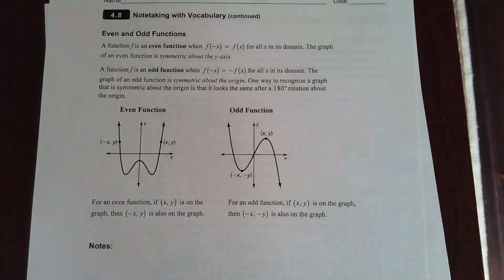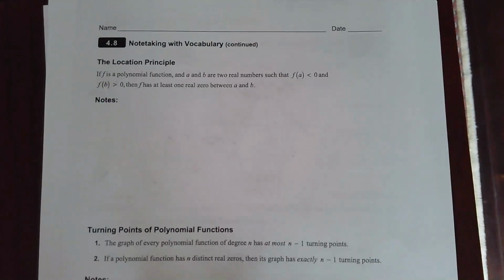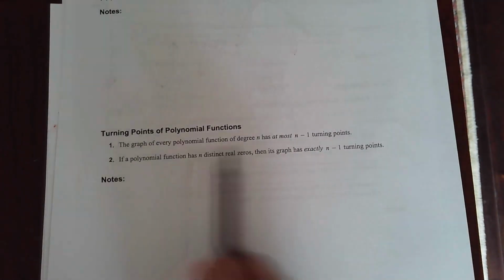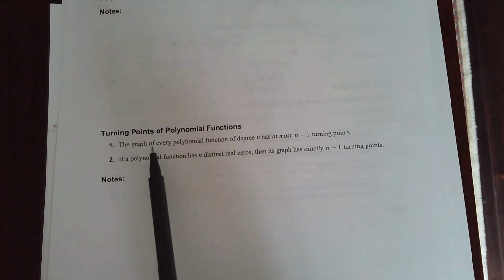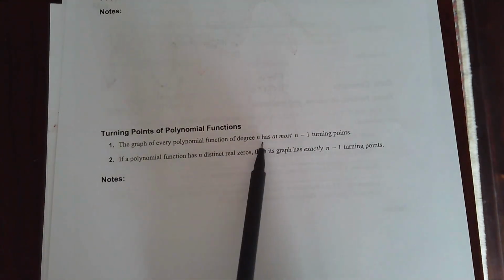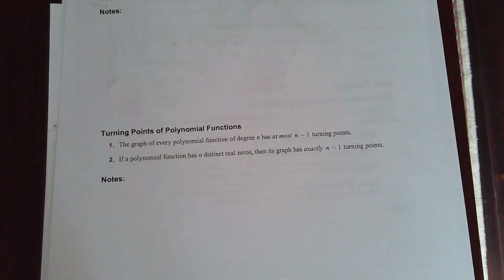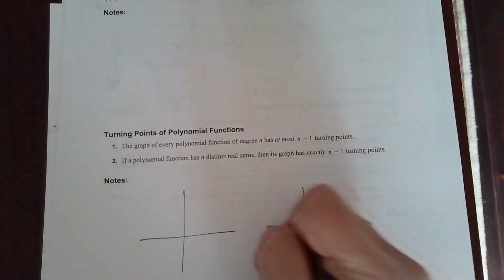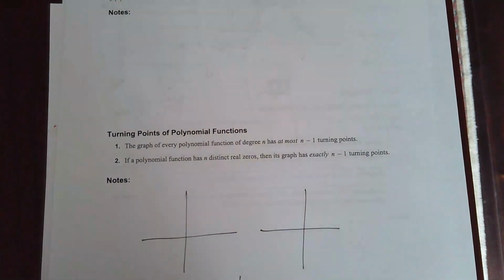All right, let's talk on page 114. I'm just going to walk through a couple of these. On this one, it says the turning points of a polynomial function. The graph of every polynomial function of degree n has at most n minus 1 turning points. All right, so I'm going to graph some functions for you so I can explain this concept.